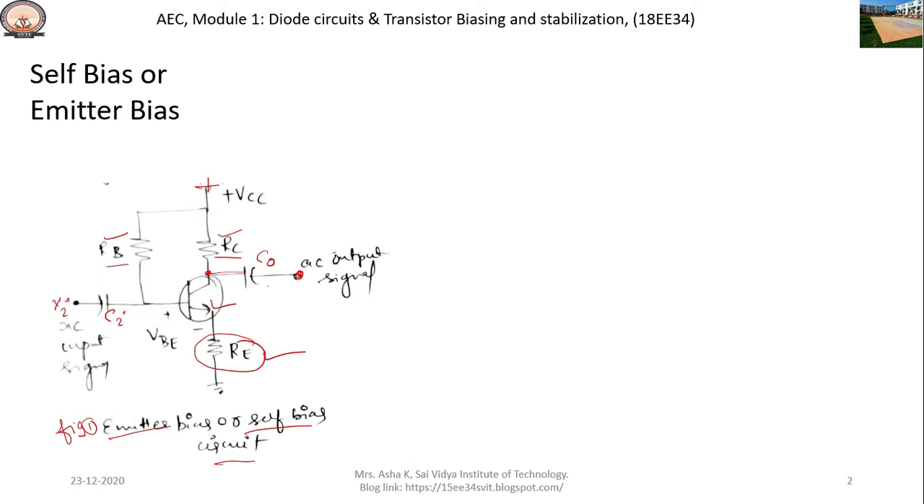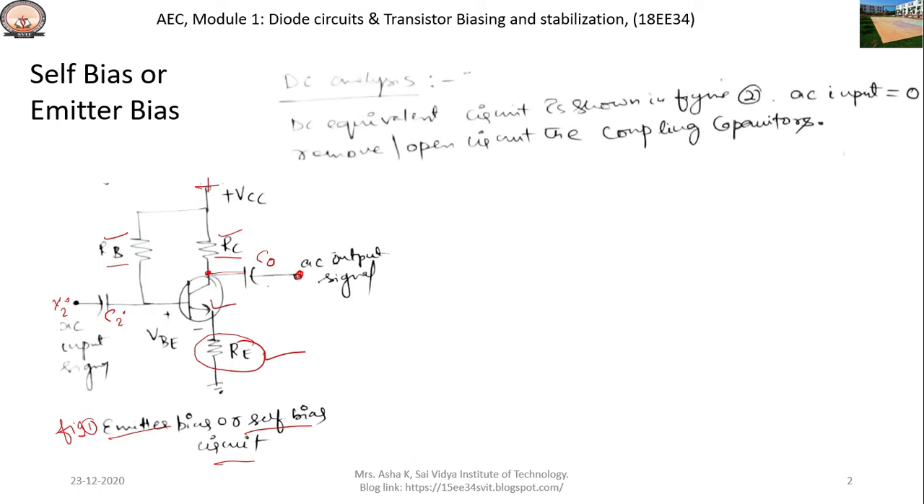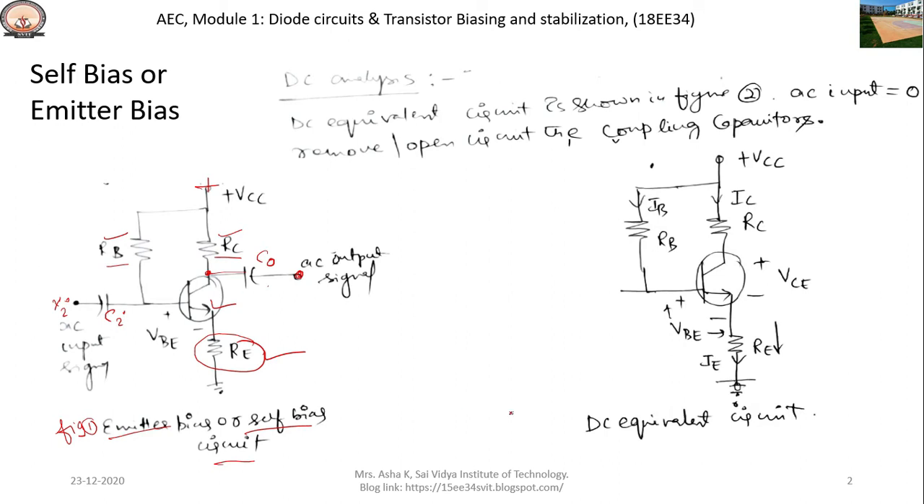Now we'll discuss the DC analysis of the self-bias circuit. The DC equivalent circuit is drawn by making the AC input equal to 0 and removing, or open circuiting, the coupling capacitors. The circuit is shown in figure 2. Figure 2 is the DC equivalent circuit of self bias or emitter bias.